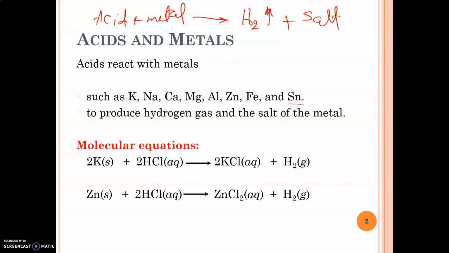Here are two example molecular equations. Here's potassium with HCl gives salt, which is potassium chloride, and hydrogen. Of course, to have a correct equation, you have to balance it. Another example, zinc plus HCl gives zinc chloride and hydrogen, also balanced. So the first type of reaction for acids is the acid with metal produces hydrogen gas and a salt.